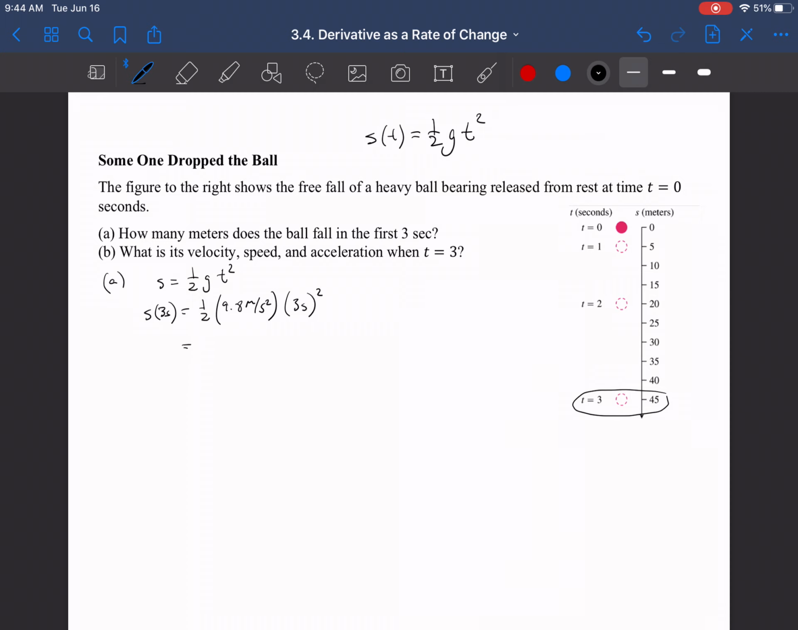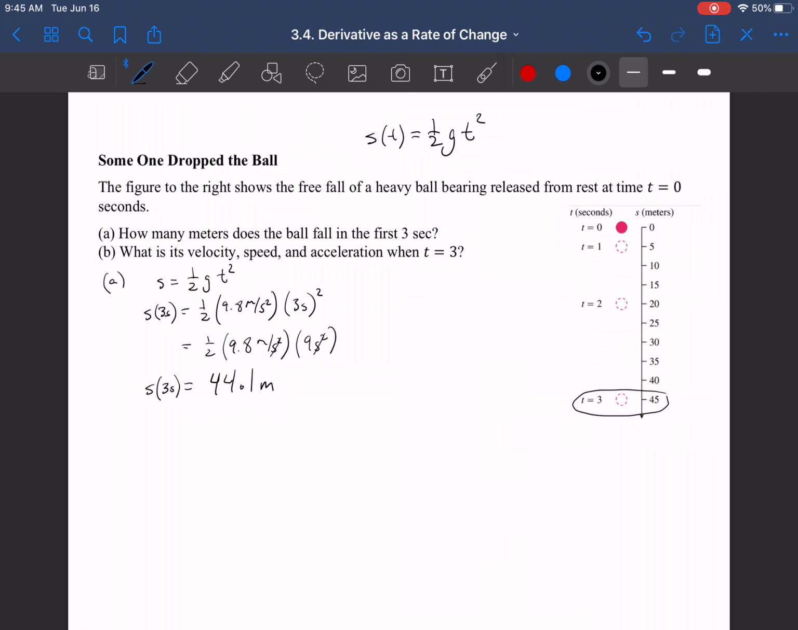So we get 1/2 times 9.8 meters per second squared times 9 seconds squared. So our second squareds will cancel out right there, and we're left with 9 times 9.8 meters, and then divided by 2. So ultimately, we get 44.1 meters. All right, that's our position after 3 seconds. It's fallen that far. And so that's about what it is on our little graph over there.